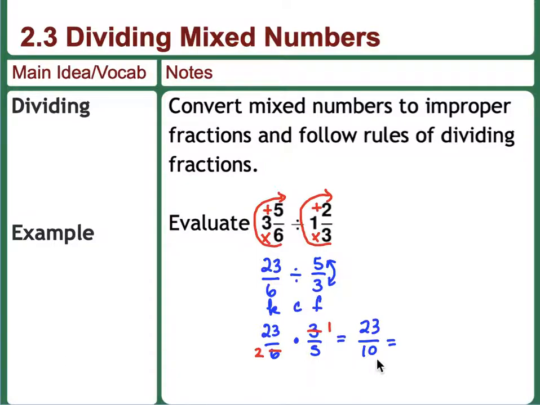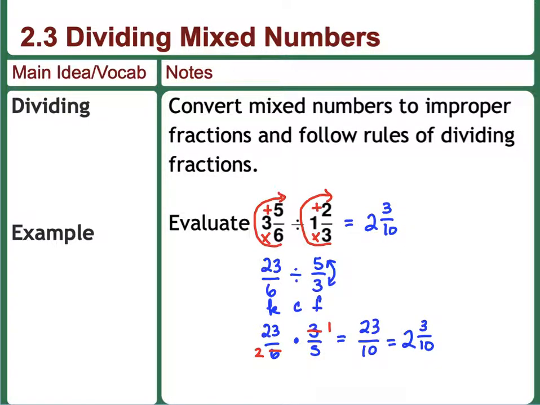Changing that to a mixed number, 10 goes into 23 twice. That would give me 20. So to get to 23, there would be 3 left over. So 2 and 3/10 would be my final answer.